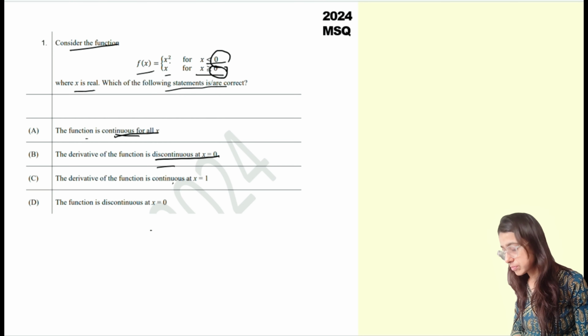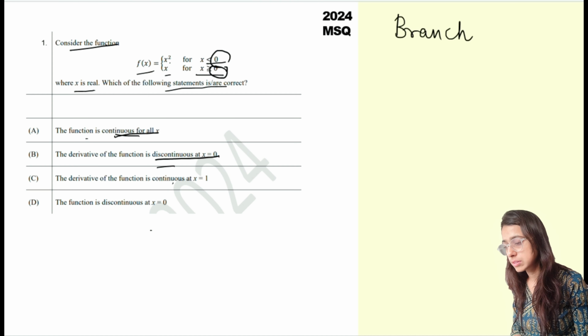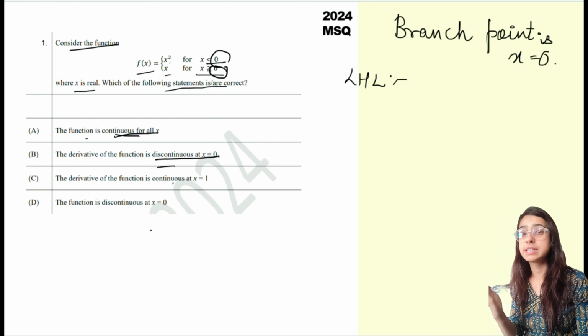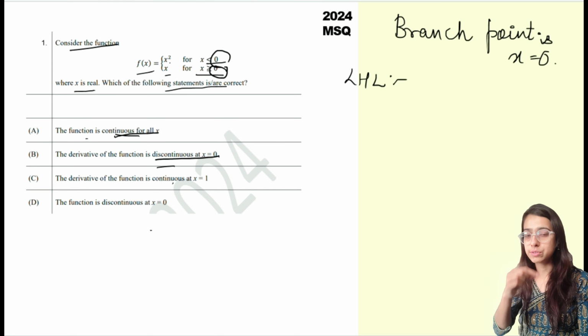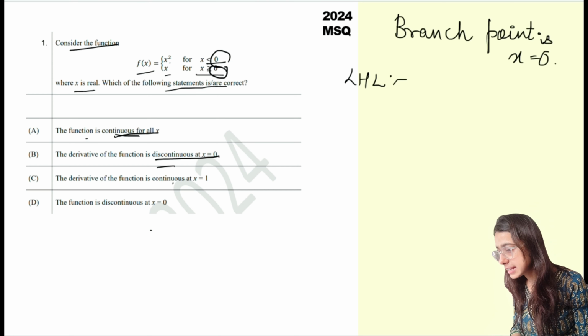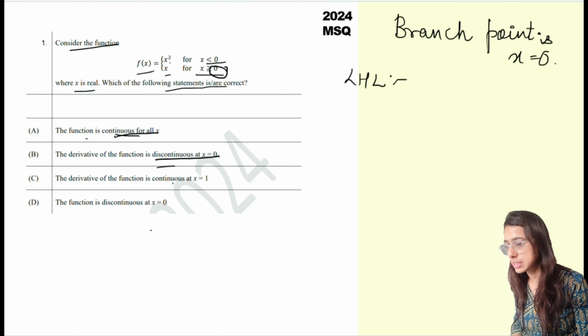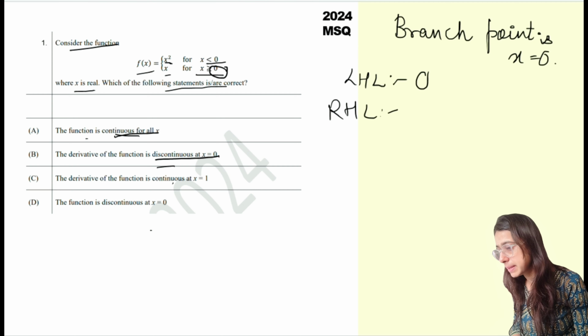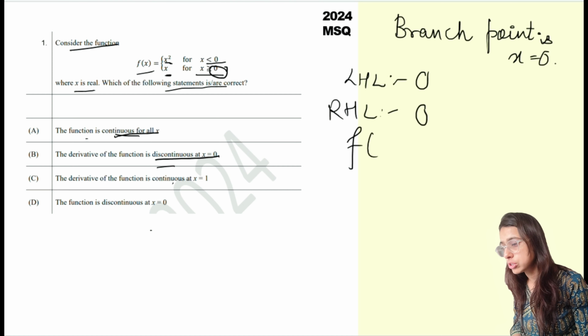So we have branch point x equals 0. Therefore, the left hand limit of the function at x equals 0 is, आप देखिए, लेफ्ट हैंड लिमिट मतलब लेफ्ट हैंड साइड से फंक्शन क्या वैल्यू ले रहा है at x equals 0. So you can see x is less than 0, तो यहाँ पर it is x square, which is 0 square, तो 0 हो जाएगा. राइट हैंड लिमिट, x greater than or equal to 0 के लिए भी x है और x की जगह पर हम 0 डालेंगे, so we get 0. And f at 0 is also 0.